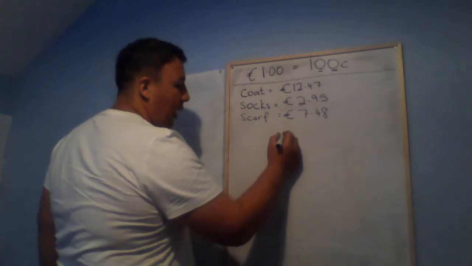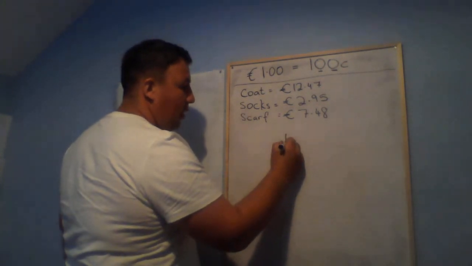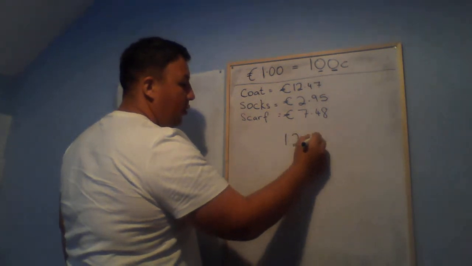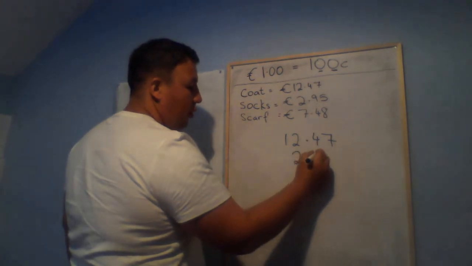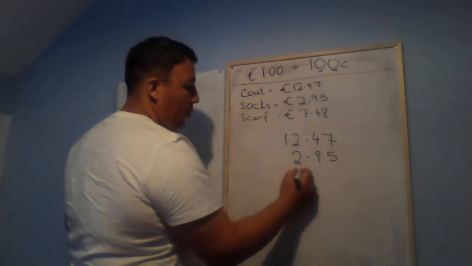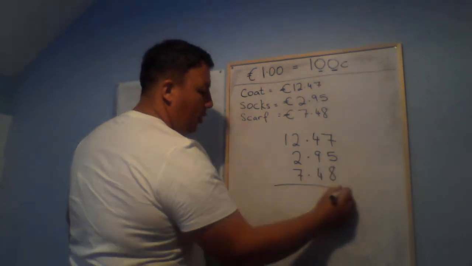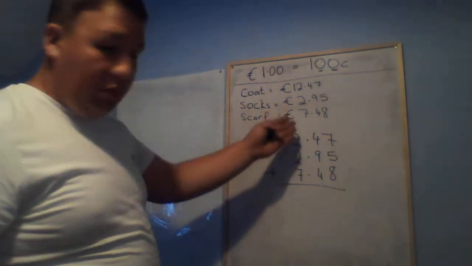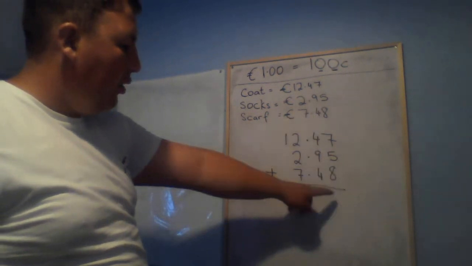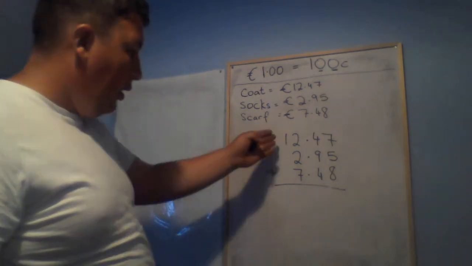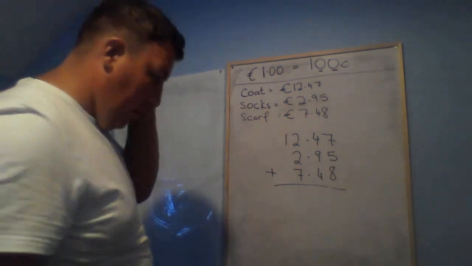I'm just going to add them up here. So we bought 1 coat, 1 pair of socks and 1 scarf. So we have 12.47, 2.95, 7.48. Now see the way I have the decimal points nicely in line. I have our tens and our hundreds under our cents in line, and the same, our units and our tens are here in line as well.